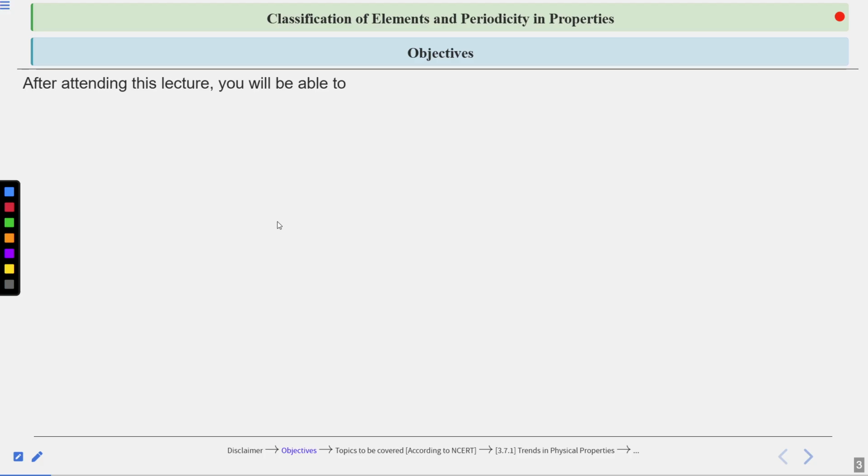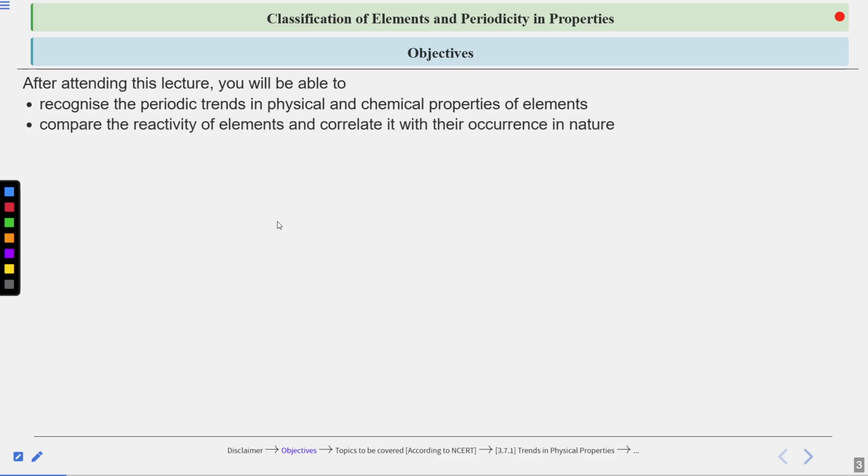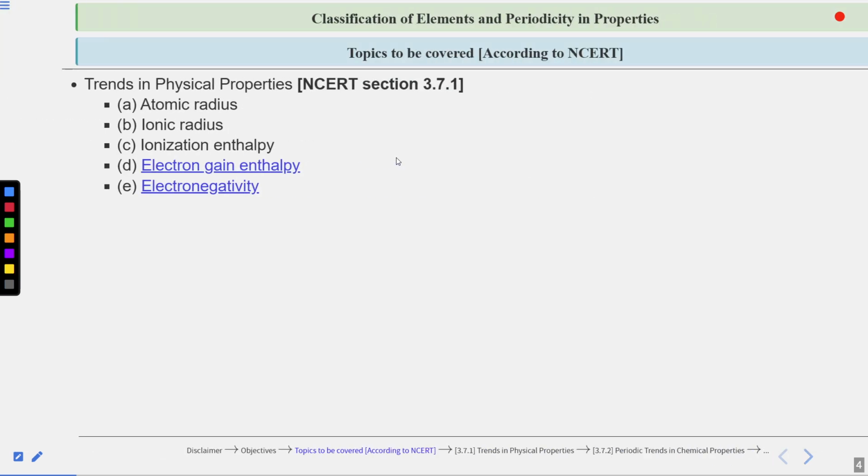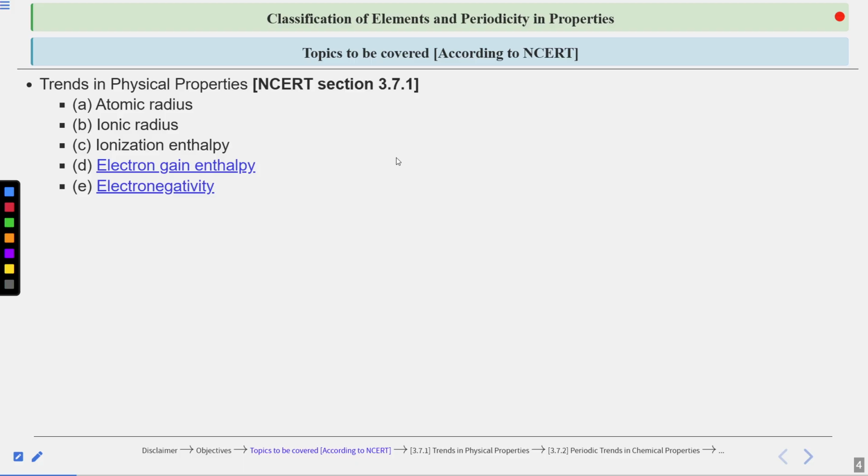In this lecture we would be seeing the physical trends and chemical trends as well. We have already covered some part of it. We will see the rest of the remaining physical trends, and then we will move to the chemical properties. After that, we will compare the reactivity of elements and correlate it with the occurrences in nature. And lastly, we will try to develop a relationship between ionization enthalpy and metallic character. So these are the topics that we will cover today.